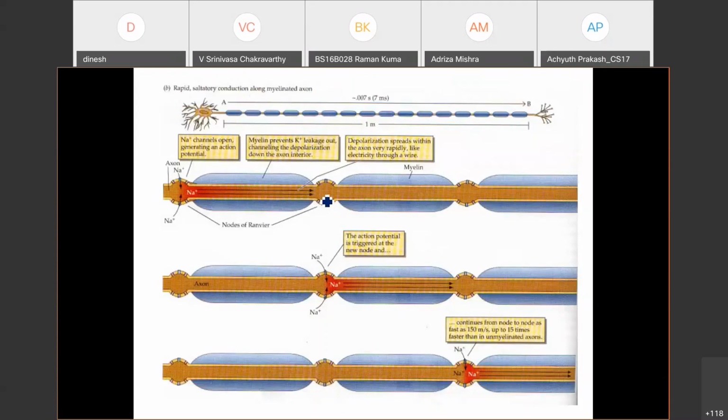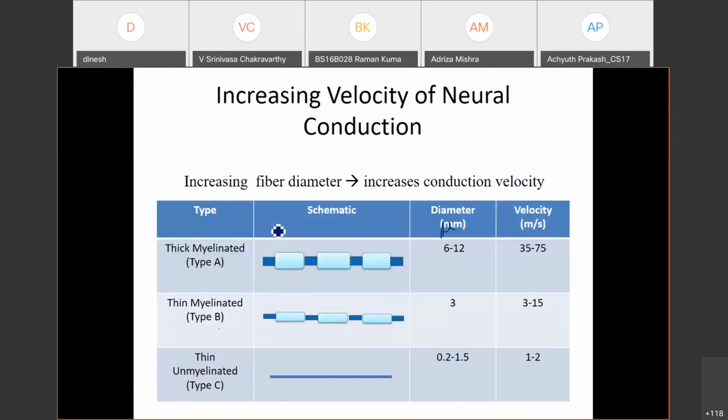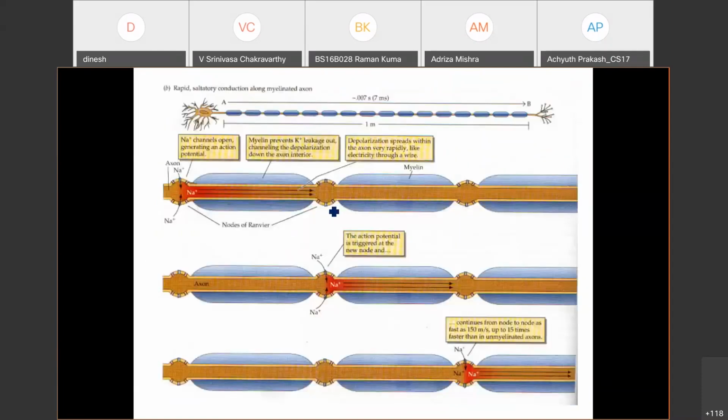But once the signal goes out to a small section, these are called the nodes of Ranvier. They're called nodes of Ranvier. So within that part, there is no myelin sheath, so the signal slows down a little bit. And again, once it goes under the myelin sheath, it speeds up.